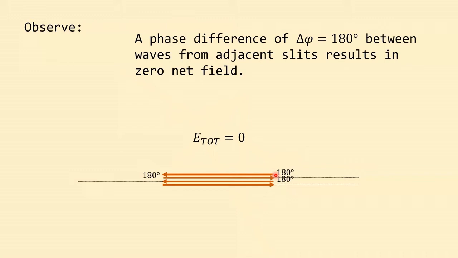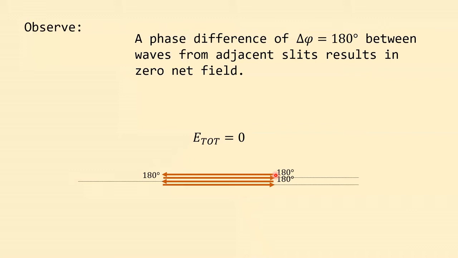So here's a different angle theta, a different direction to the screen, corresponding to a different path length difference between adjacent slits, resulting in a phase shift of 180 degrees, not 90. But this phase shift between adjacent slits also results in a total field amplitude of 0. So there's no light intensity at this particular angle to the screen.